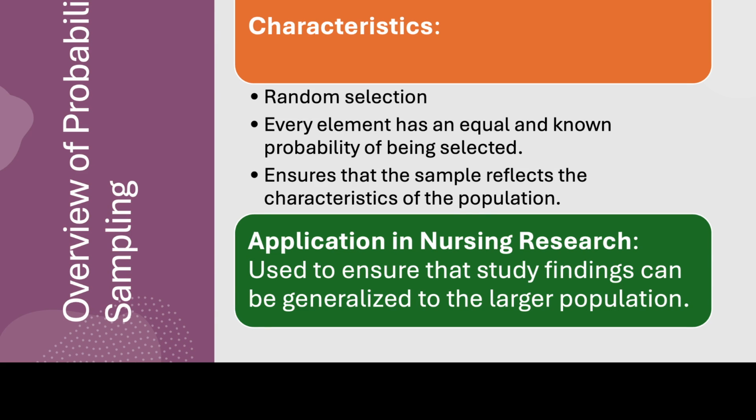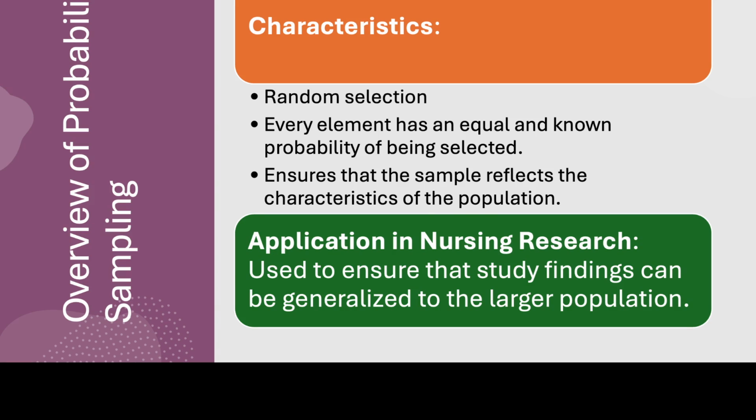So what are the characteristics? So we have random selection. Every element has an equal and known probability of being selected. So random. You don't know who will be the one that you're going to give your questionnaire to, as long as you're able to identify the sample size. Then ensure that the sample reflects the characteristics of the population. So when you talk about the characteristics, it is more into the demographic profile. Does it fit with the demographic profile or characteristics of the population?